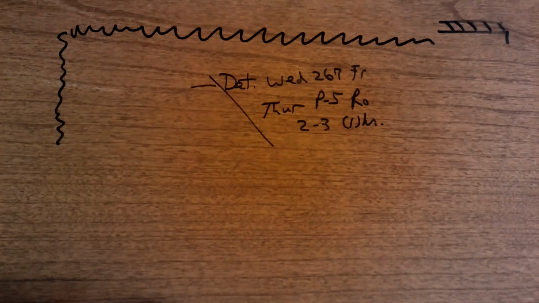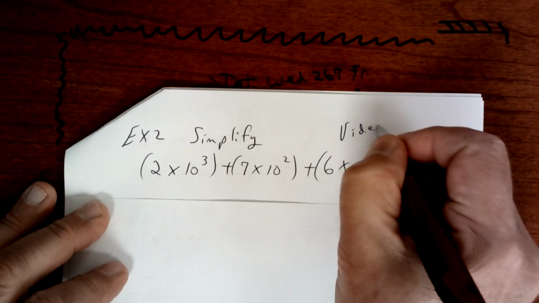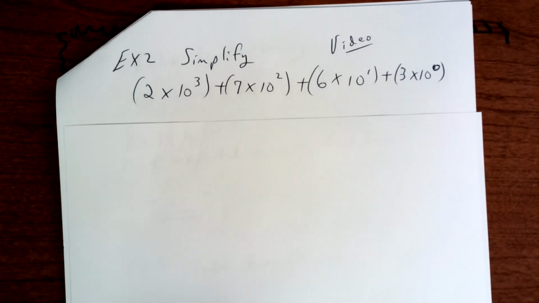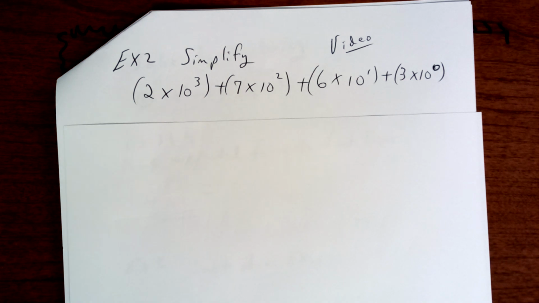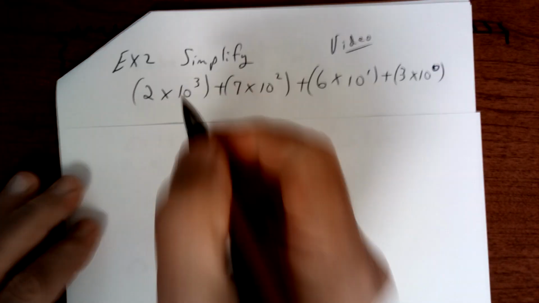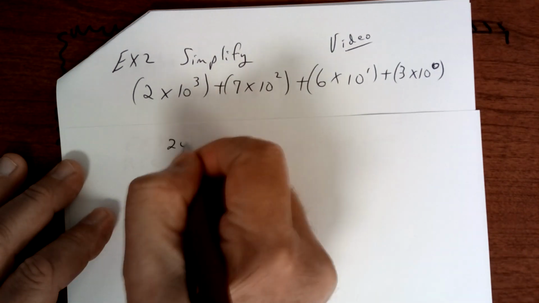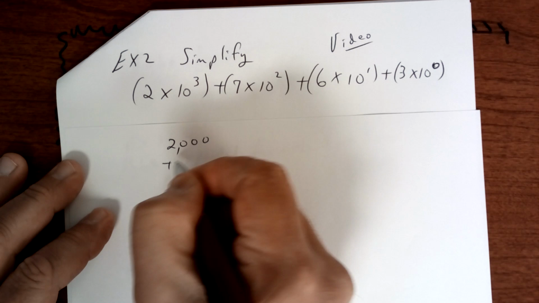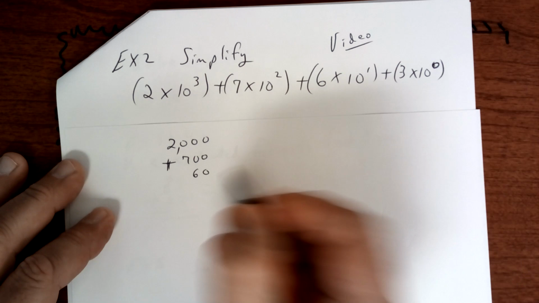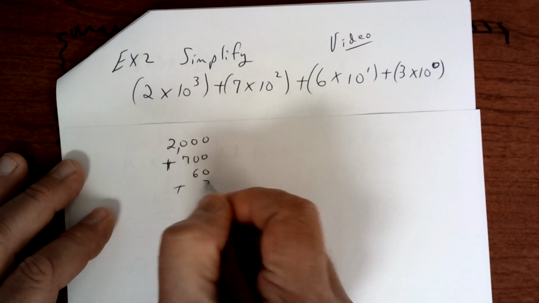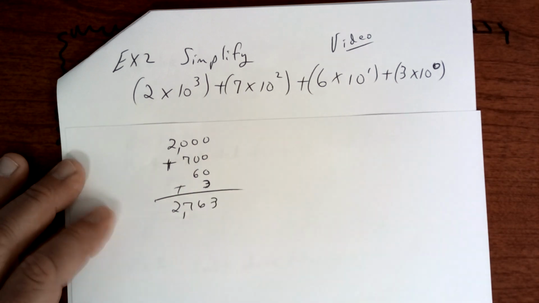Copy down this problem right here. I'm going to show you a video on expanded form as well. All right, so copy that one down. Well, this is 1,000, right? Because it's a 1 with 3 zeros. So that's 2 times 1,000. So that's 2,000 plus 700 plus 60 plus 3. And when you add all that up, you're going to get 2,763. And that's how you simplify.